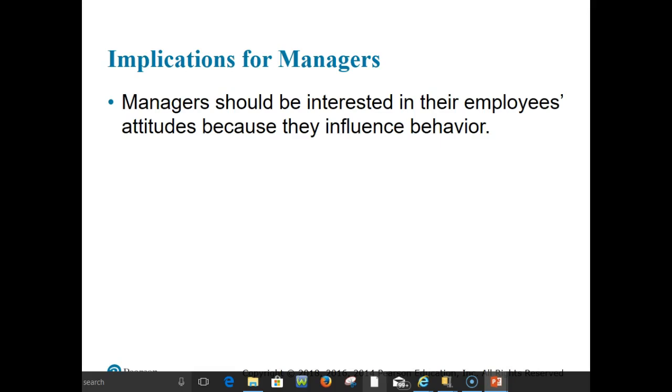Now, satisfied and committed employees, for instance, have lower rates of turnover and absenteeism. If managers want to keep resignations and absences down, especially among their more productive employees, they'll want to do things that generate positive attitudes. So managers should be interested in their employees' attitudes because they influence behavior.